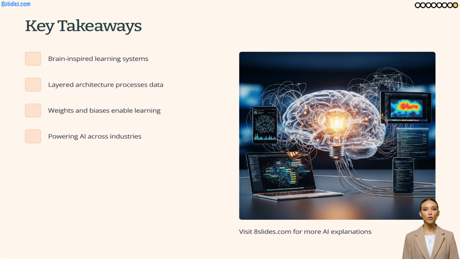To wrap up, remember that neural networks are AI's way of learning like a brain, using layers of connected neurons that adjust their weights and biases based on data and mistakes. They're behind so many of the smart technologies we use daily.